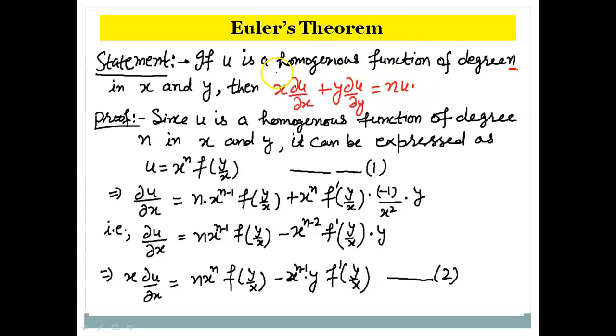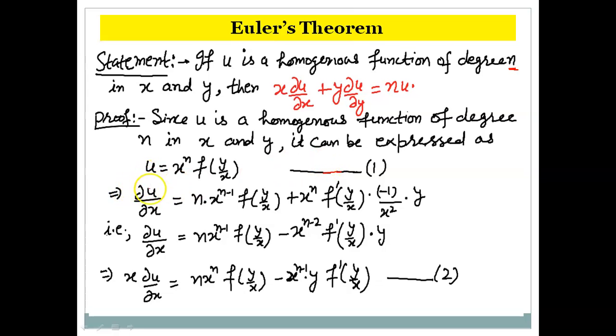So you have to show that this expression will hold if you have a homogeneous function of degree n in terms of two variables x and y. So let's prove it. Since u is a homogeneous function of degree n in the variables x and y, it can be expressed as u is equal to x raised to power n f of y by x. This is obvious from the definition which we have discussed about the homogeneous function. So this is equation 1.